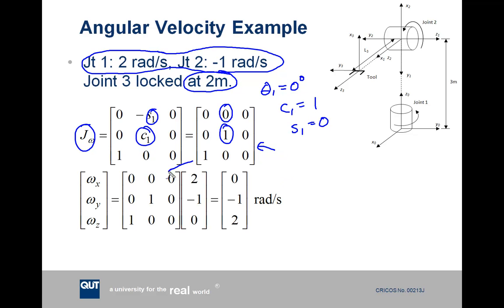So we can put that down here, and then we need to multiply it by our array of joint velocities. So joint 1, 2 rads per second, joint 2, -1 rads per second, joint 3 is locked at 2 meters, so it has no velocity. Multiply this out and we get our answer here. So the rotation of the tool point is going to be 0 around the x-axis, -1 rads per second around the y-axis, and 2 rads per second around the z-axis.